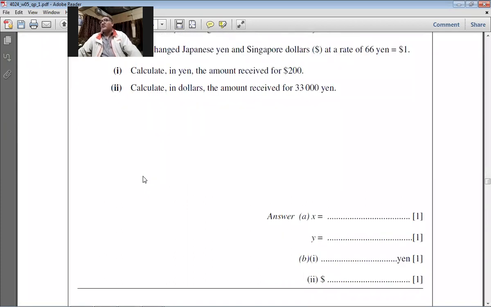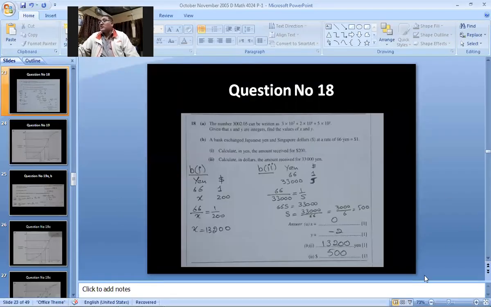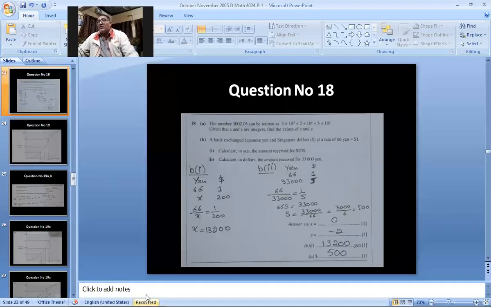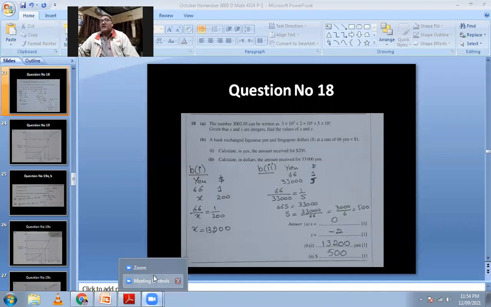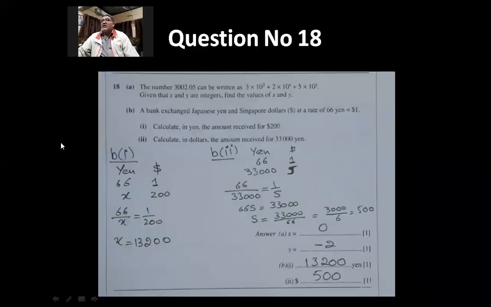Okay, so here we go. The B part of question number 18. He says, a bank exchanged Japanese yen and Singapore dollars at a rate of 66 yen equals $1. Calculate in yen the amount received for $200, and the second part is calculate in dollars the amount received for 33,000 yen. A very simple and straightforward question. Let me show you how I do this question. This is the technique which we use.